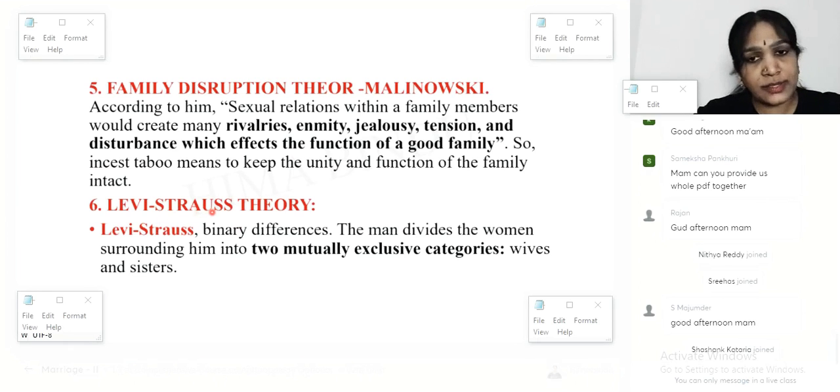Next, Levi-Strauss theory. Some theories are opposite and some are similar. This is a similar theory, and those two are opposite theories. This one is a slightly different theory, not much relevant.